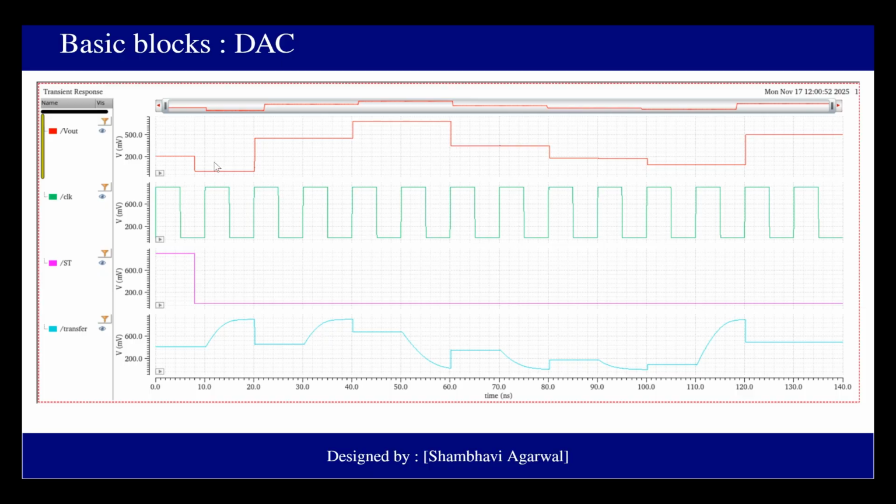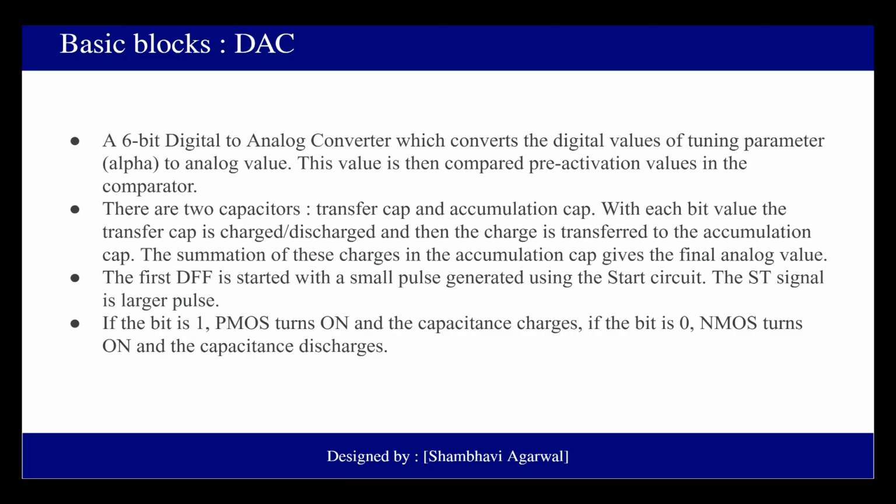So this is the output for the sequence 110001, and you can see that when a bit goes high, the capacitor charges, and when the bit goes zero, the capacitor discharges, and we get the final analog output value. And this analog output value is then used to compare the pre-activation values in the capacitor.